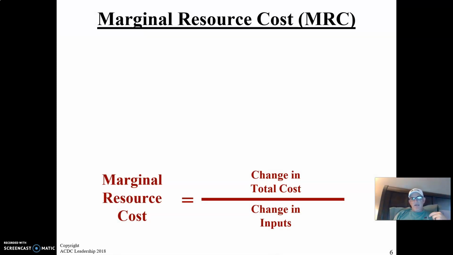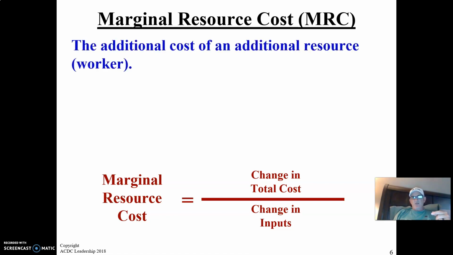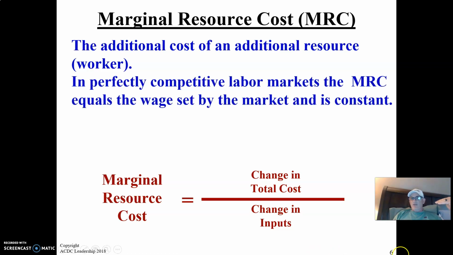All right, so let's talk about the two things that we need to know to be able to solve a problem on how many workers to hire. First thing we've got to figure out is the marginal resource cost. This is the additional cost of an additional resource. Well, in a perfectly competitive resource market, every person that we hire is going to be exactly the same, and that's why our supply curve we're going to see here soon is going to be elastic, right? It is the wage set by the market, and it's going to be constant, right?